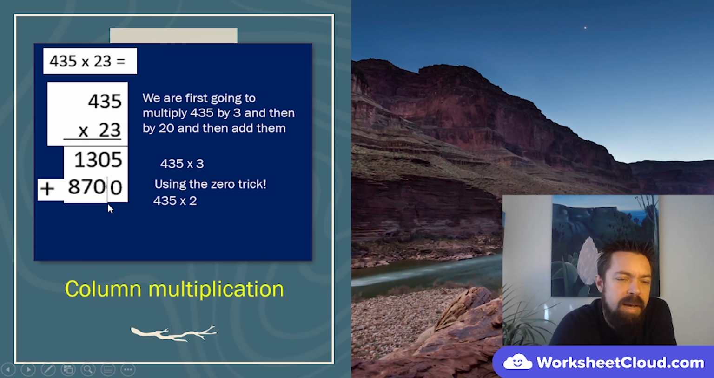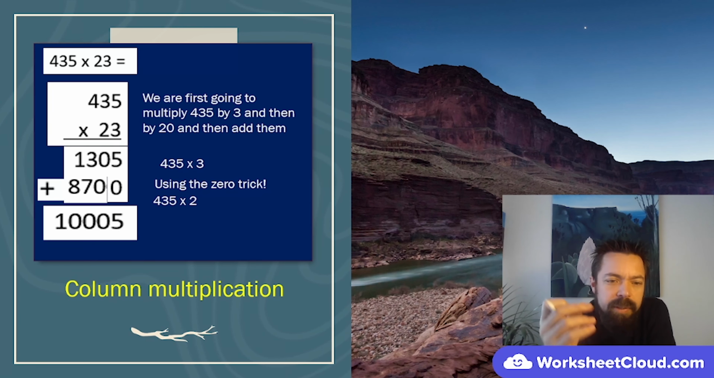My next step is to add the 2 together. 5 plus 0 is 5, 0 plus 0 is 0, 3 plus 7 is 10, carry 1, 1 plus 1 plus 2 is... 8, and there's our answer, which we already knew from the previous page.